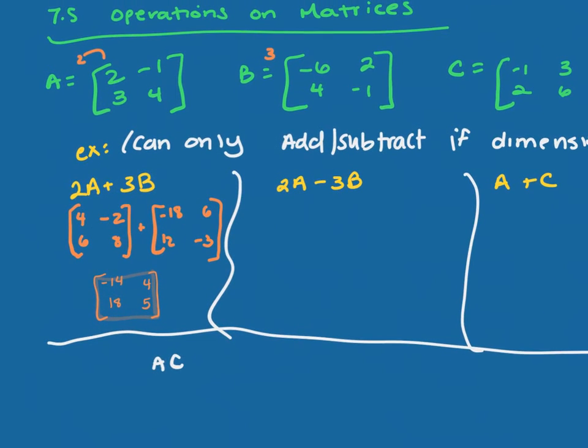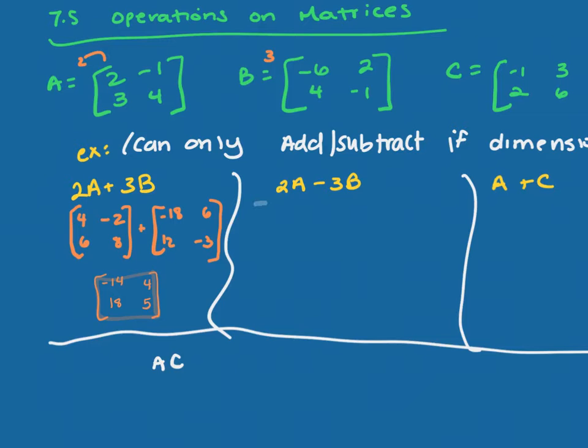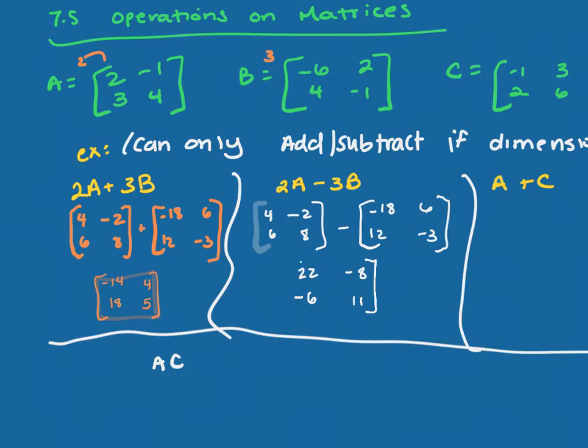All right, 2A minus 3B. So I already did 2A. It was the 4, -2, 6, 8. I already did 3B, -18, 6, 12, -3. This time I'm going to subtract. So I would do 4 minus a -18, which becomes 4 plus 18, or 22. -2 minus 6, which is -8. 6 minus 12, which is -6. 8 minus a -3 becomes 8 plus 3, or 11. Still good on these?